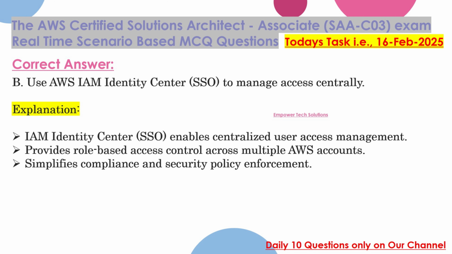Correct answer: B. Use AWS IAM Identity Center, SSO, to manage access centrally. Explanation: IAM Identity Center, SSO, enables centralized user access management. Provides role-based access control across multiple AWS accounts. Simplifies compliance and security policy enforcement.